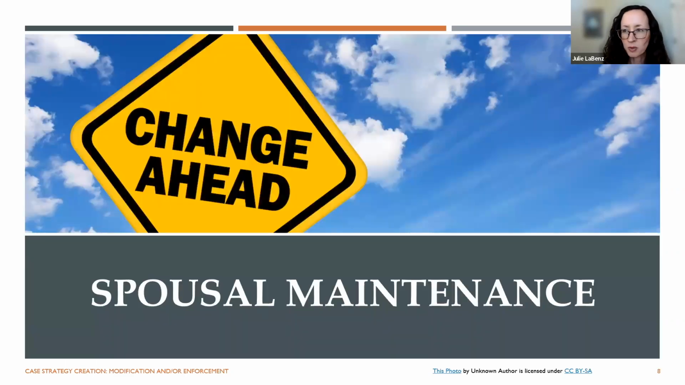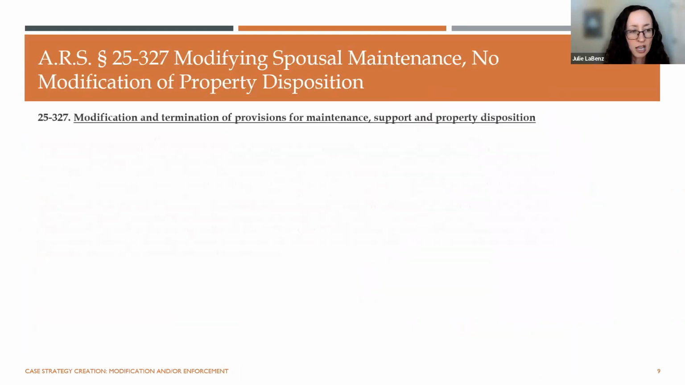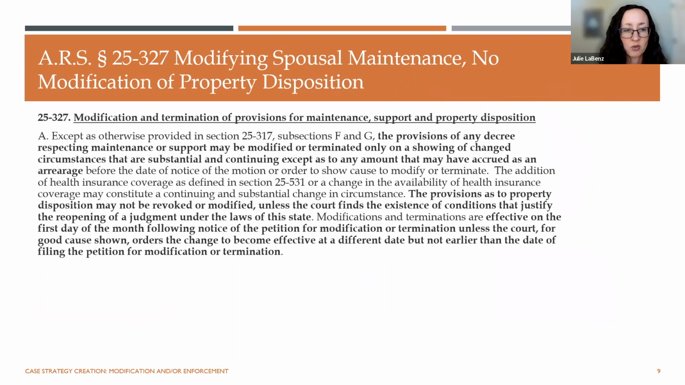All right, let's talk a little bit more about modifying spousal maintenance. The statute here is 25-327, and here's that standard. The provisions of a decree respecting maintenance or support. So they're talking about spousal maintenance or support, child support, may be modified or terminated on a showing of changed circumstances that are substantial and continuing, except as to any amount that may have accrued as an arrearage.